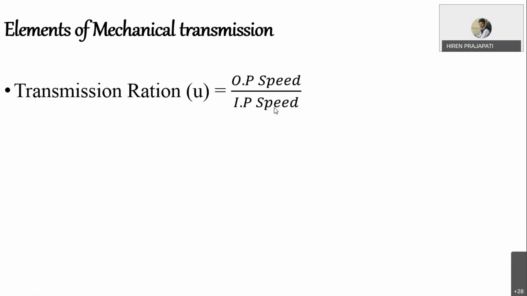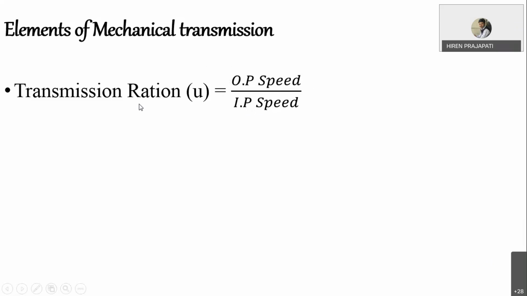What is the input? Input is available from the electrical motor. The motor is running at constant RPM, so that is your input, and you get different speeds on the chuck. That is called the output. To get those different speeds, you go for a gearbox, a step gearbox. So that we are going to discuss in this course: design of gearbox based on geometric progression series.